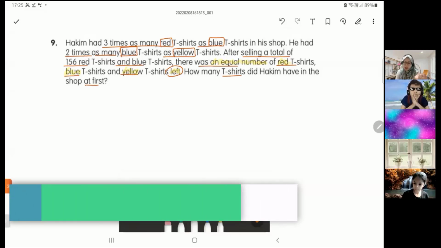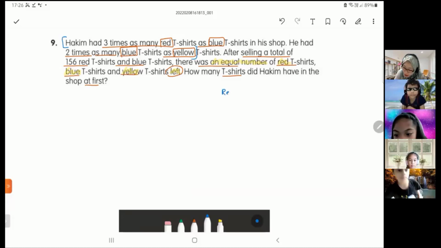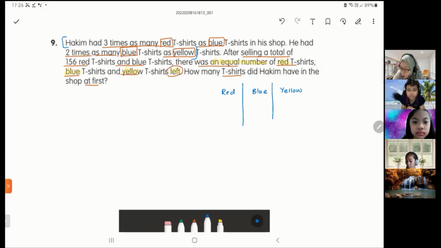So what I know is about these red t-shirts and blue t-shirts, I have a comparison given from the first and the second sentence, this whole lot. Okay, so let's write the comparison down first. I'm going to write down in letters or words first: red, and then you have blue, and then you have yellow. I'm going to write down like this first, as in the box, to compare the units. Why do I say units? Because times, I'm going to put it as units, okay? So I have red, blue, and yellow.